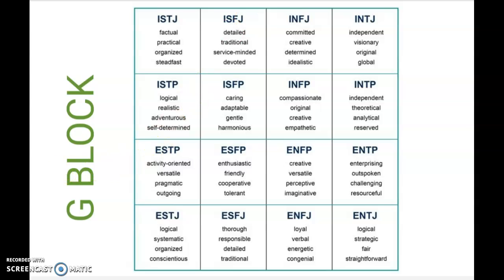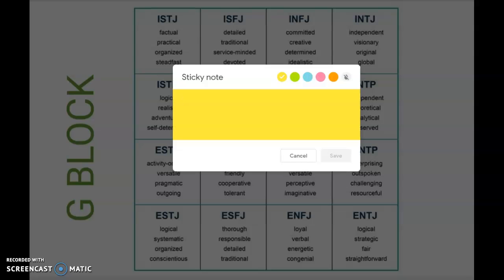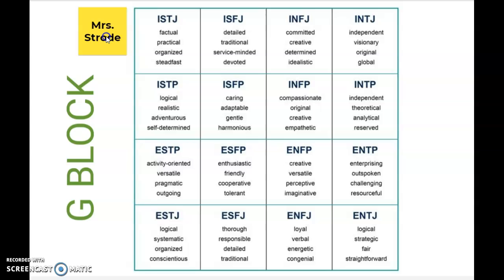And what I'd like you to do is take a sticky note, put your name on it, and I'll put Mrs. Strode. And you want to put that sticky note in the box that it applies to. So whatever your 4-letter code was, if it was ESFJ, then I'd like you to put it right in that box. Okay, and I know that some are going to overlap, and that's okay. We're just going to take a look at who has which personality types and how many, and we're just going to do a little data collection using the Jamboard.